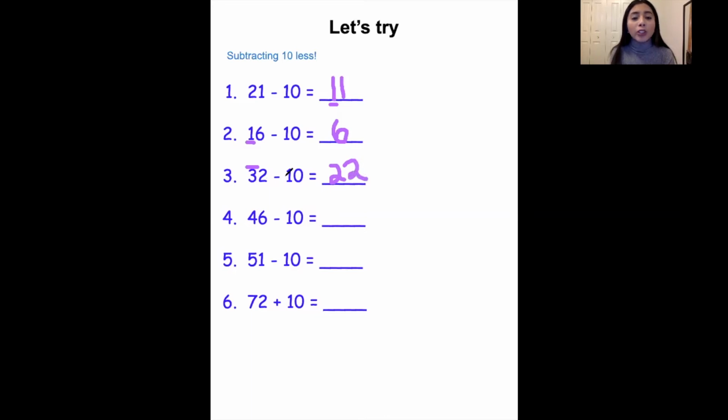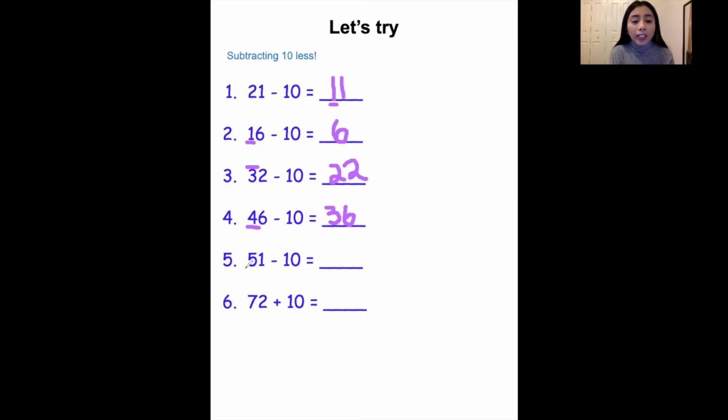22. 32 minus 10 equals 22. Now let's look at the next one. 46 minus 10. My tens place does not change. Or it does change. So that means I'm going to take away 1 from the 4. 4 minus 1 is 3. And my ones place does not change, so I still have 6. 46 minus 10 is 36.